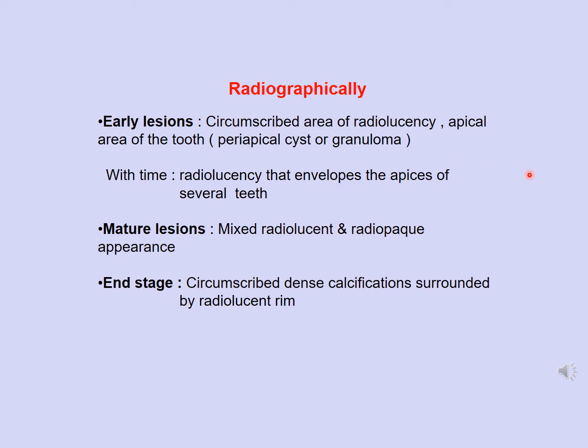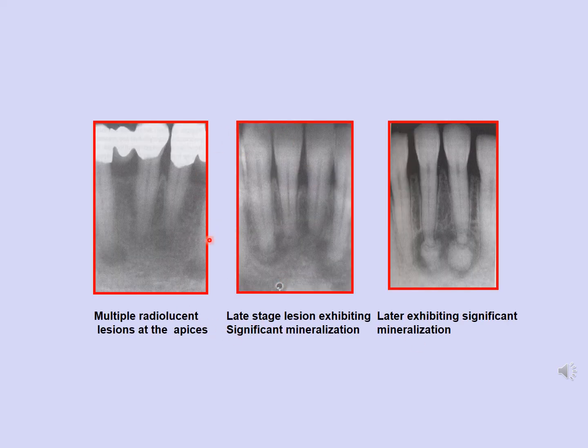With time, this radiolucency goes on to envelop the apices of the teeth, and as it matures, this radiolucent lesion will develop radiopaque specks and radiopacities, right? As the lesion matures, there will be more dense calcifications that surround, but there will be a radiolucent rim. So this is what I mean. Multiple radiolucent lesions are seen at the apex. You see one, two, three, four, right? Now, during the late stage, these same areas show opacities, later exhibiting significant mineralization, right? So there is radiopacity around that, with a rim of radiolucency. These clearly show various different stages of periapical cemento-osseous dysplasia.